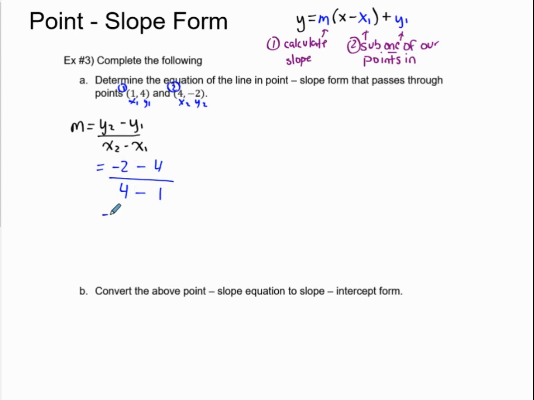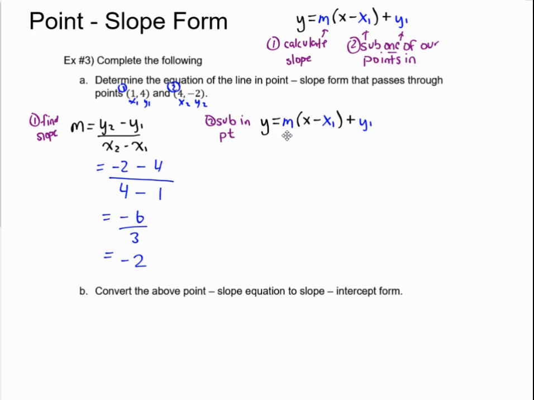There we go. All right, and -2 minus 4, I get -6. 4 minus 1, I get 3. And I get -6 divided by 3 is -2. So my slope is just -2. So that was step 1, finding slope. So let's do step 2, subbing in a point.